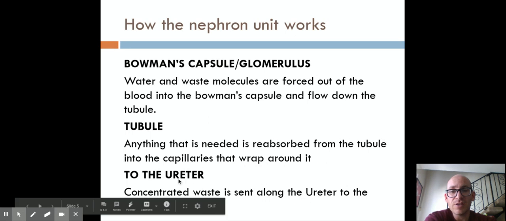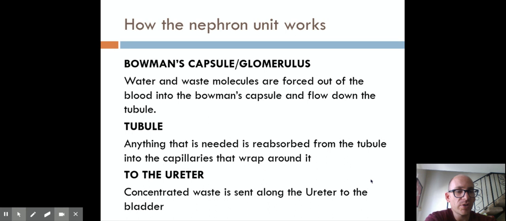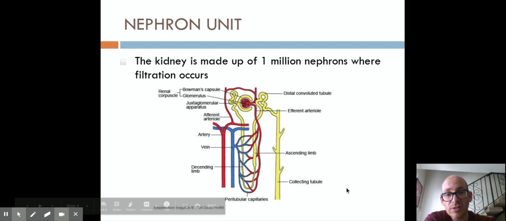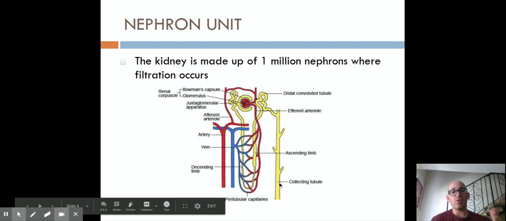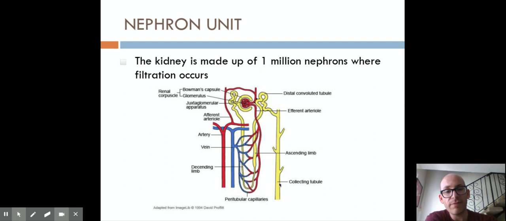The last part is the going towards the ureter. So all of the concentrated waste that we don't need anymore, some water, some waste products, some sugar, some proteins, or anything that we don't reabsorb ends up going down a tube called the ureter. If I go back to look at this, going down here, this ends up in the ureter. So a million of these little mini tubules end up going into a large tube where everything flows. Okay.